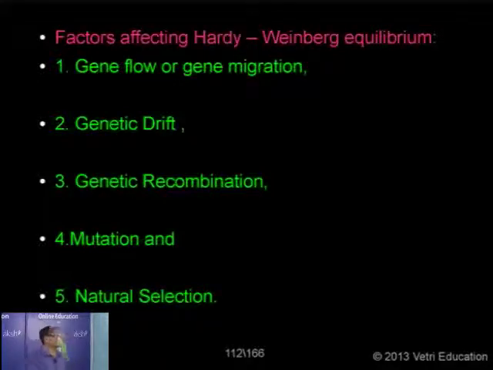Now, what are the factors responsible for affecting Hardy-Weinberg equilibrium? I mentioned evolution is a departure from Hardy-Weinberg equilibrium if there is any allelic change. Then, what are the factors responsible for causing such allelic changes? Number 1, gene flow or gene migration. Number 2, genetic drift. Number 3, genetic recombination. Number 4, mutation.